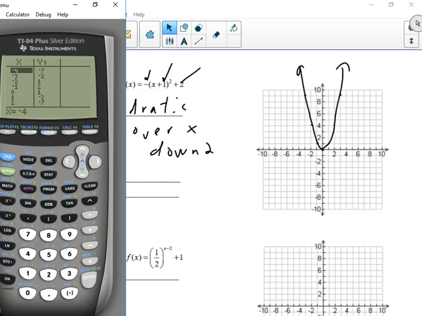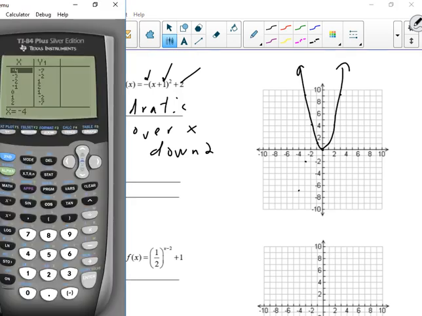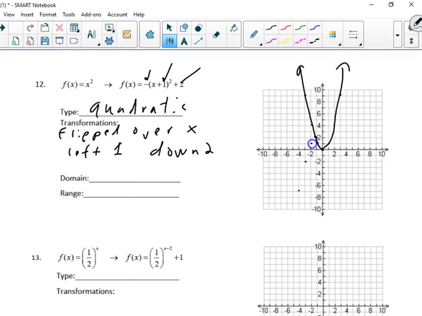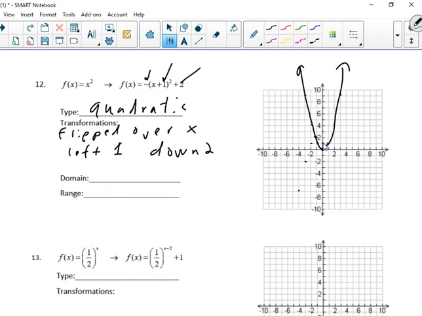Negative 4, negative 7. Negative 3, negative 2. Negative 2, 1. And negative 1, 2. 0, 1, and 1, negative 2. And you can see what is happening here. You can see it's flipped over.